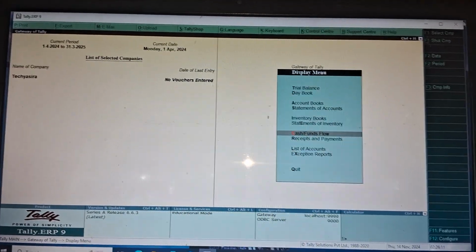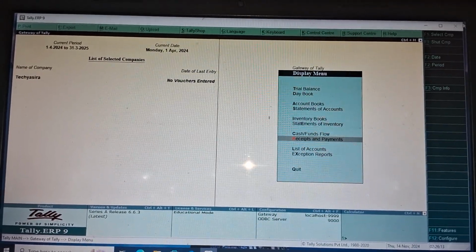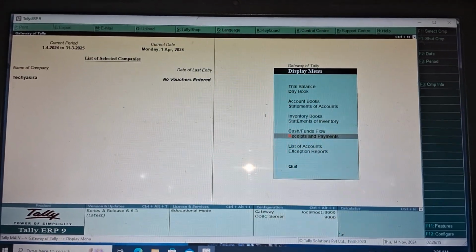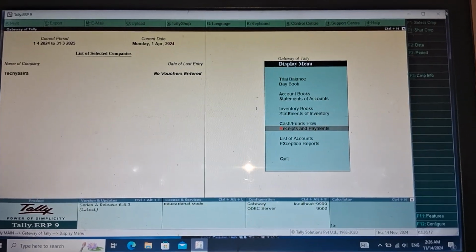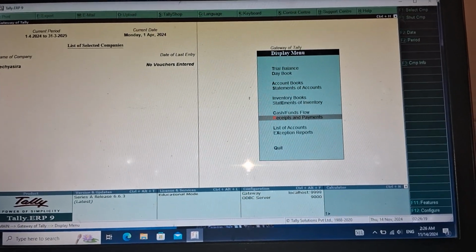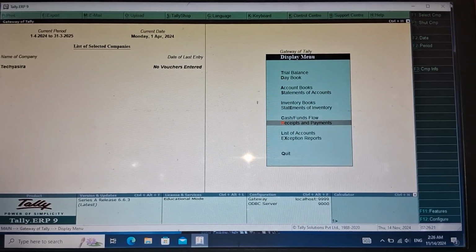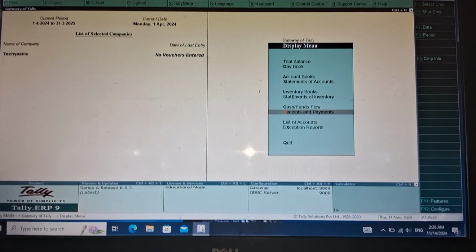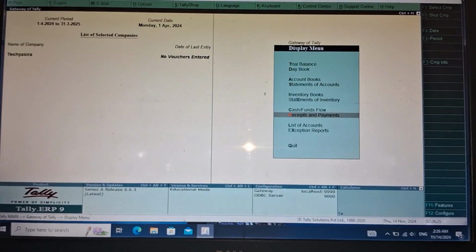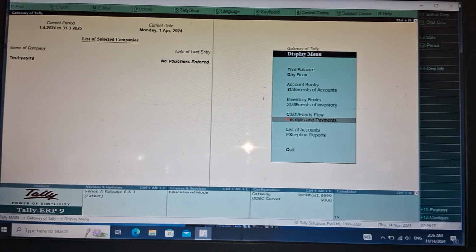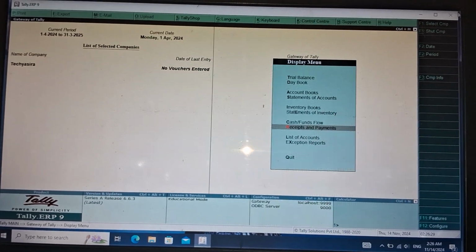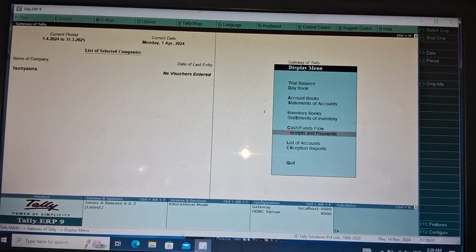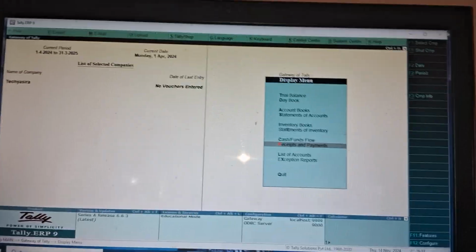Okay, the next one is receipt and payment. What does payment mean? Just anything, like Google Pay, for buying something and giving the money and transferring. That's payment. Receipt also, let me tell you again. What is receipt and payment? It's very important right now to know what it is about, and everyone should know about it.